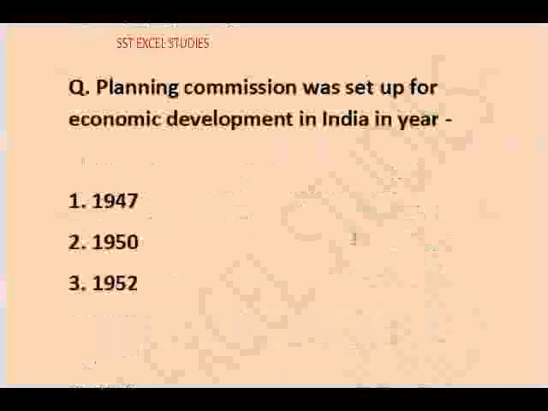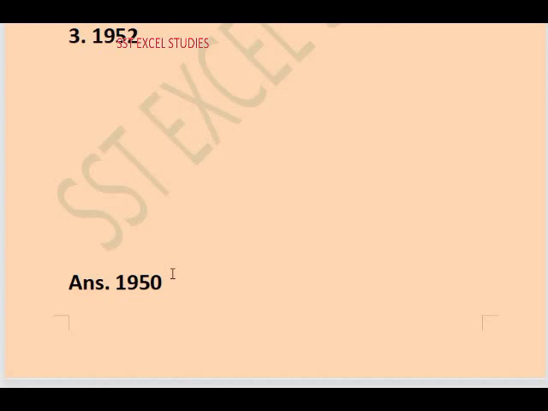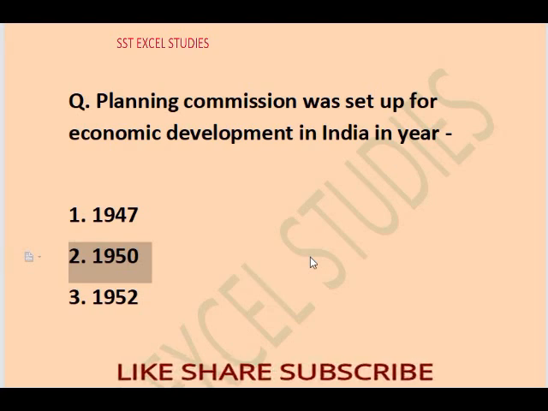Next question is, planning commission was set up for economic development in India in year, options are 1947 or 1950 or 1952. Answer is 1950. In 1950 planning commission was set up for the economic development in India to recover from all the problems which were emerging after independence and to develop India. That is all for today.